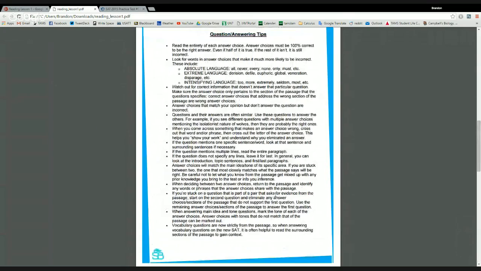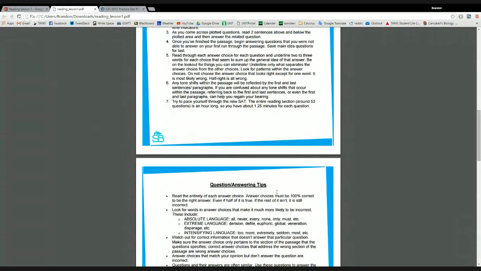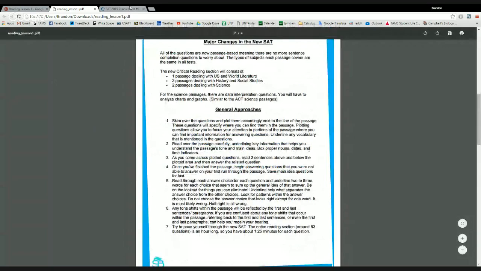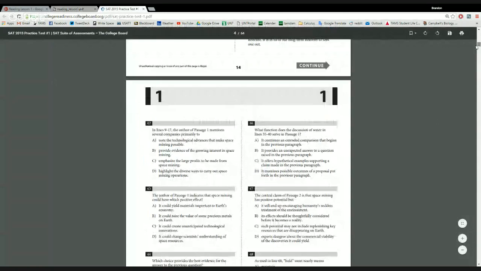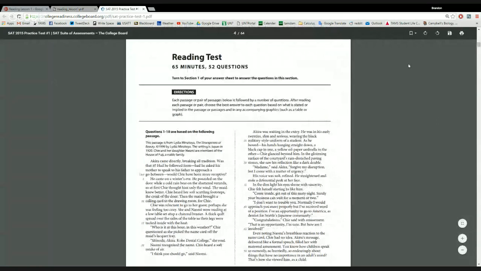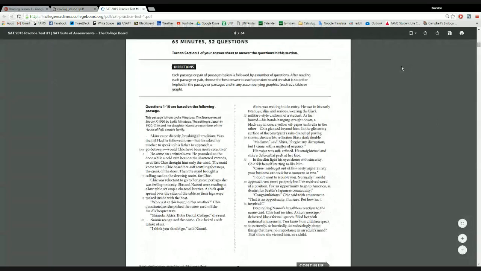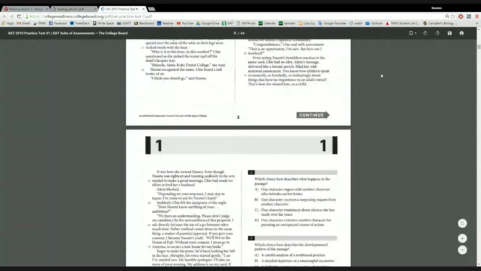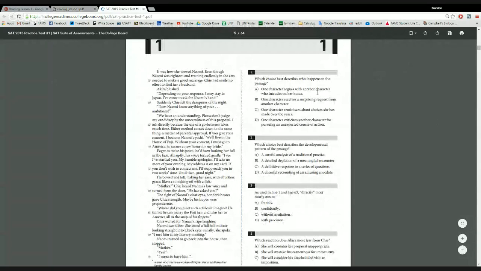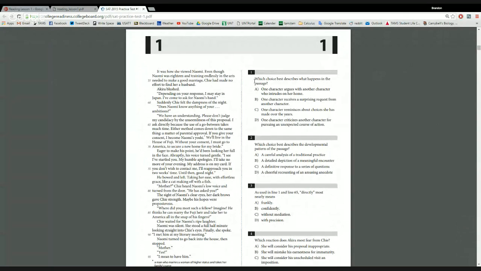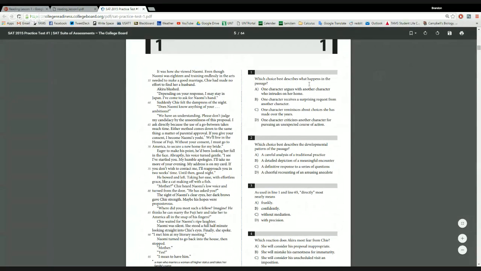Okay, now we're going to go ahead and go to the first passage of this practice test that's released by College Board. And we will go using strategies. We'll go through each one and answer the questions. So using our strategies, here we go.